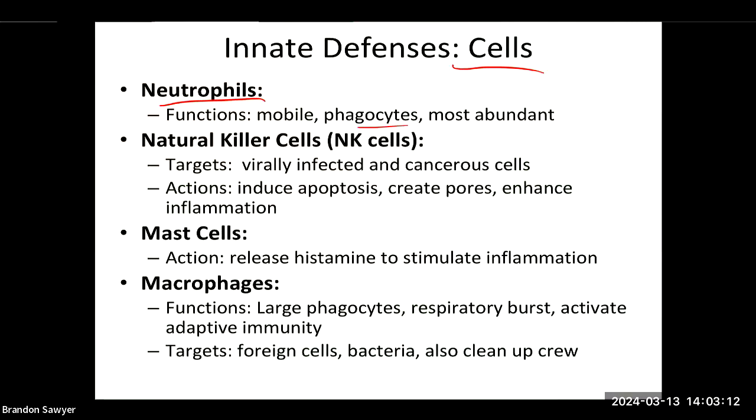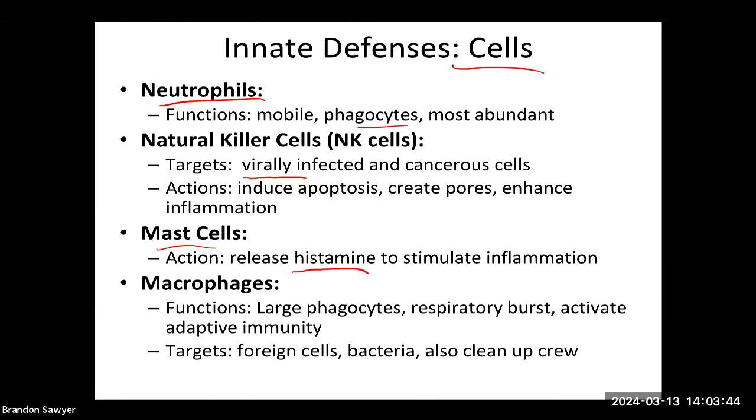Our natural killer cells are going around looking for virally infected cells or cancerous cells. And most of the time they're recognizing that those cells are not healthy, and they're causing those cells to destroy themselves, like that video we watched a couple times ago. Okay. Mast cells, again, are cells that when they get activated, release a chemical called histamine, and histamine is what stimulates the inflammatory process. We'll talk about details of that in a second.